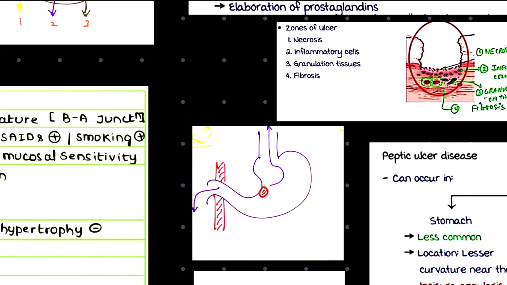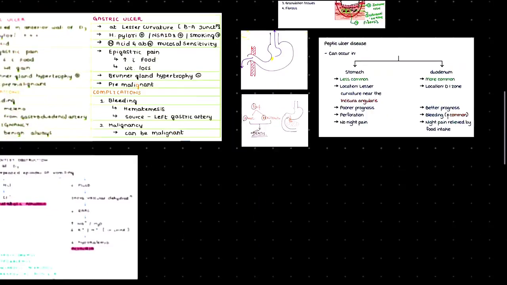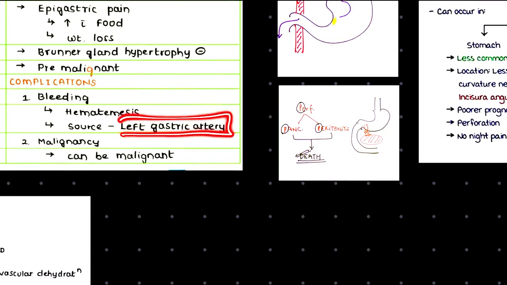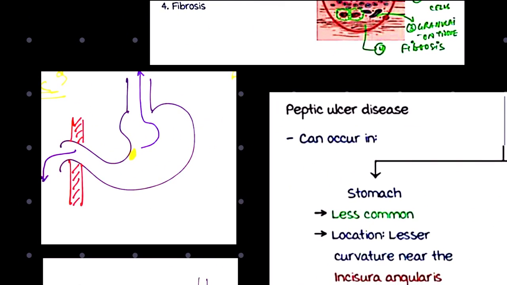Now here, the blood that will come into this region is from our left gastric artery. You can see right here it is from our left gastric artery. Because of the blood entering from the left gastric artery, there will be blood in our antrum region, and this will be carried out of our body in the form of vomiting, and this is what we call hematemesis.